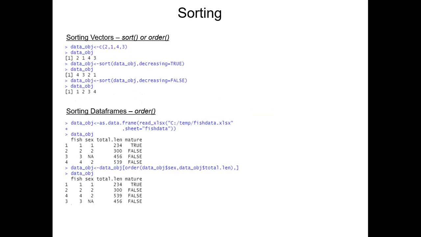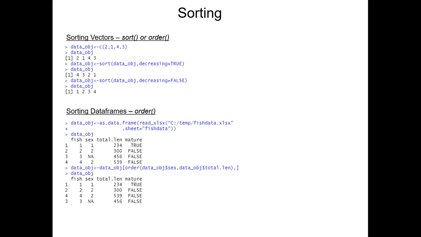Okay, so sorting, that's always a handy thing to do if you're looking at data. You want to see if there's missing values or if a code that's supposed to be in sequential order is there or not. So there's a function called sort, which applies to vectors. Oh, sorry, there's two functions. You can use sort or you can use order. Sort or order can be applied to a vector.